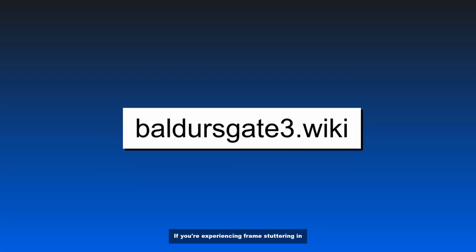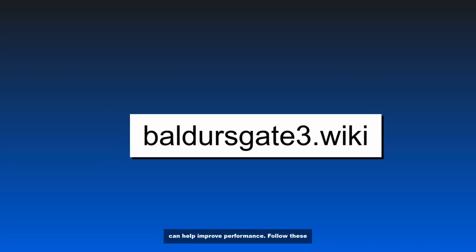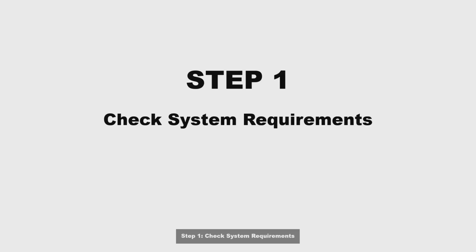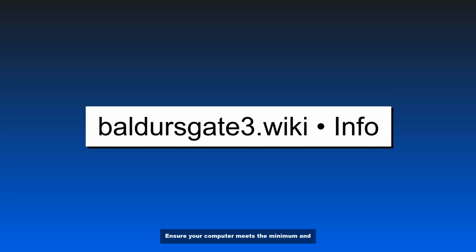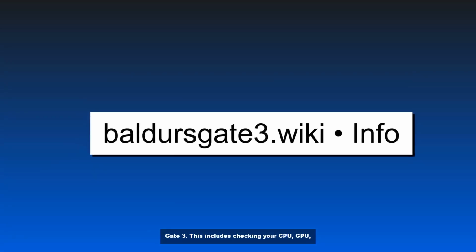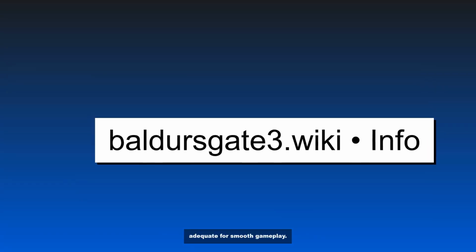If you're experiencing frame stuttering in Baldur's Gate 3, calibrating your settings can help improve performance. Follow these steps to optimize your gaming experience. Step 1. Check system requirements. Ensure your computer meets the minimum and recommended system requirements for Baldur's Gate 3. This includes checking your CPU, GPU, RAM, and storage space to ensure they are adequate for smooth gameplay.